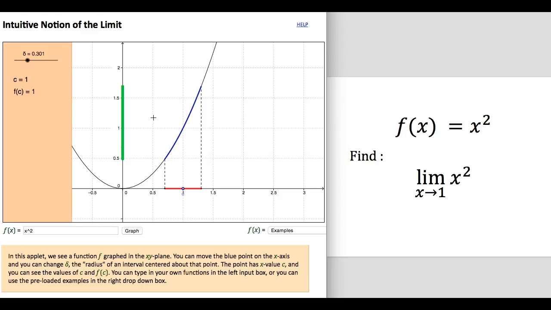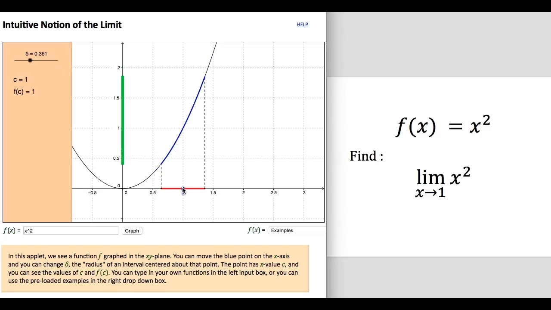So the idea of the limit is as x approaches 1, that's from the left side and the right side, it's going to be getting closer and closer and closer to something. So if I make this smaller and smaller and smaller, we see that it does get closer and closer and closer to 1. Let's do 0.5.